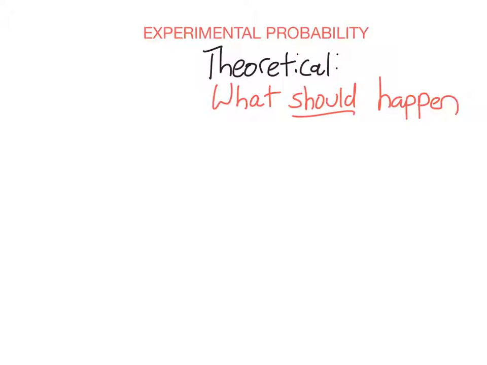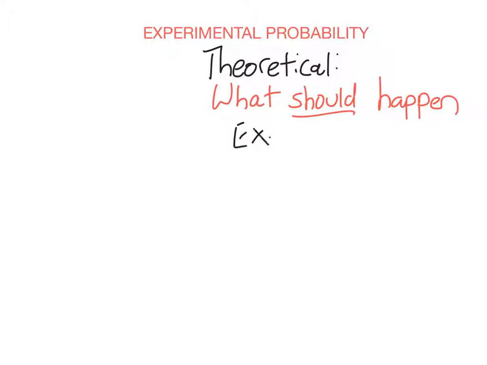So when I say, for instance, that the probability when you toss a coin of getting a heads is a half, I'm talking about the theoretical probability. Half, of course, is a number between 0 and 1. It's a proportion. So when I say the probability of getting heads is a half, what I'm saying is that if you toss a coin many times, you should expect to get half of them heads and half of them tails. But of course, that won't always happen.